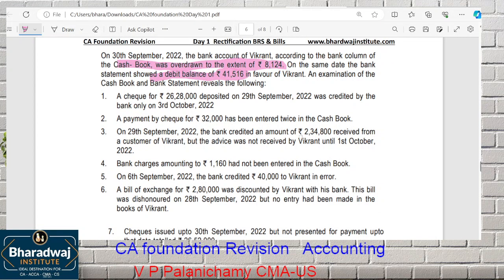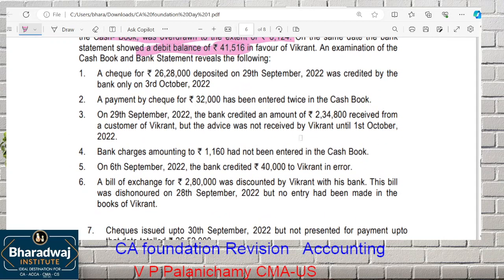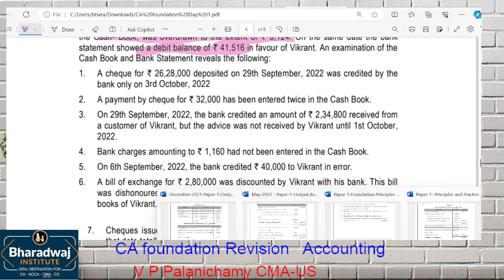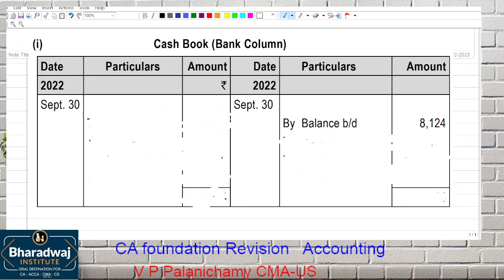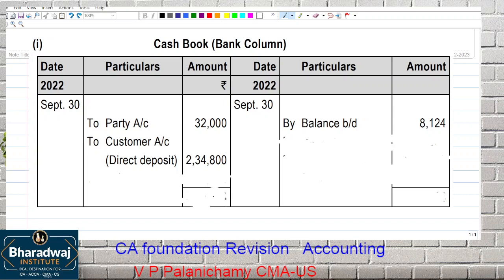So only the realized transactions will come. Only the realized transactions will come in which one? Amended. Is it a credit balance or debit balance? Cash book credit balance. Cash book credit balance is called which balance? OD balance. 8124 is given in the question. Then all collections will be debited. 32,000, the party account. Then customer directly deposited the money.